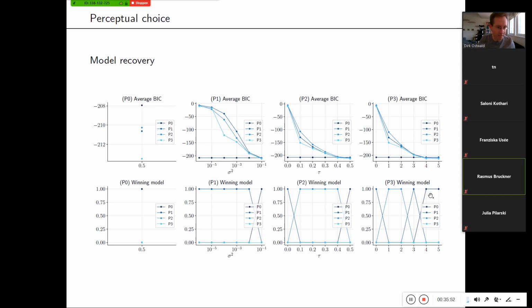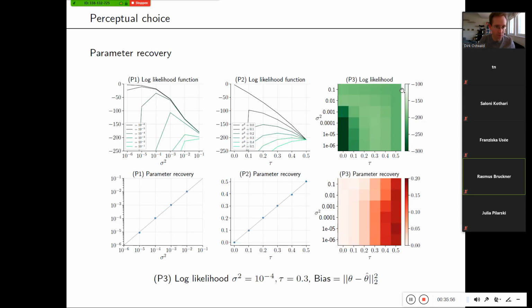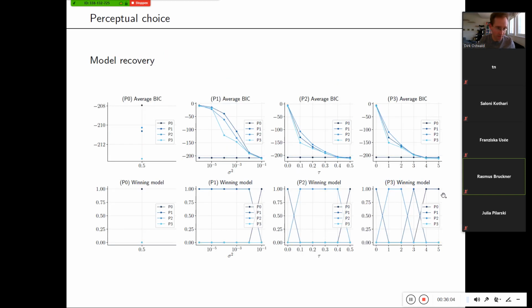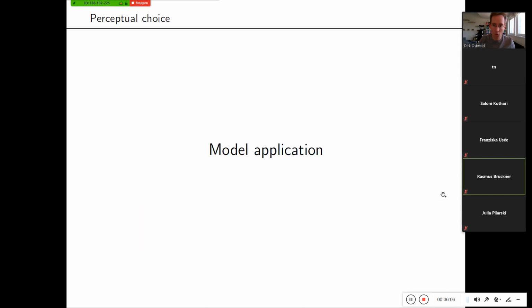But in a way, it makes sense that if you, for example, here, go to very low perceptual certainty and very high noise, then of course P0 takes over again. Good. So this is kind of the validation studies or the validation things that we do.